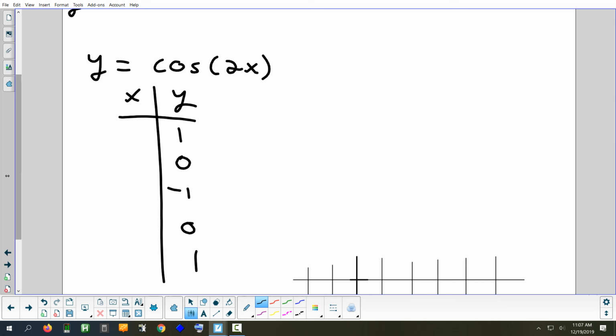All right. I'm going to put down my original x's: 0, pi over 2, pi, 3 pi over 2, 2 pi. And Zach, what am I going to do to all those x values to get my new ones? Divide by 2, which is the same as multiplying by a half. Yep, take half. So I'll multiply all of these by a half.